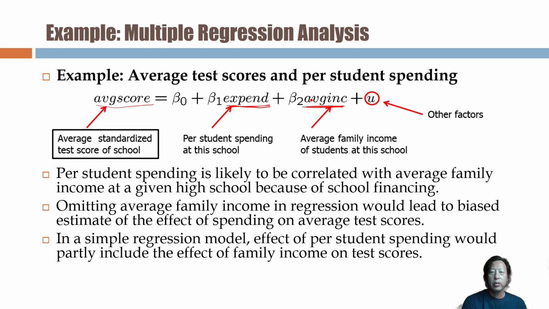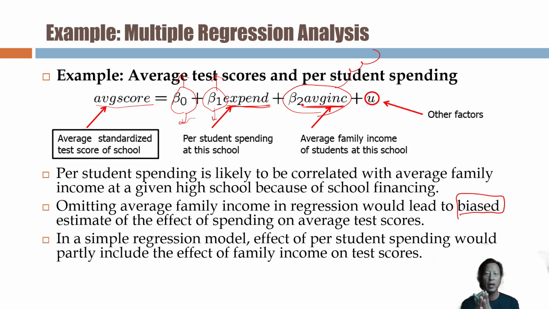If we take out this average income part, then beta 1 and beta 0 will change. I don't know whether they will go up or down, it depends on the correlation. Beta 1 and beta 0 will be changed, and we call this biased. Why we call it biased is because if this is the real relationship, and we take out one of the important factors, then it will affect all the other factors. Beta 1 and beta 0 will change.